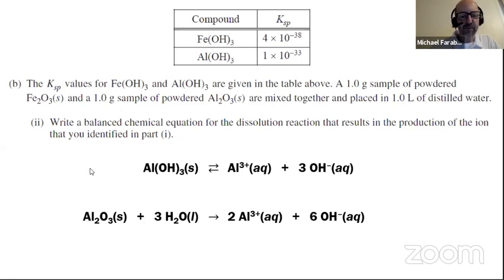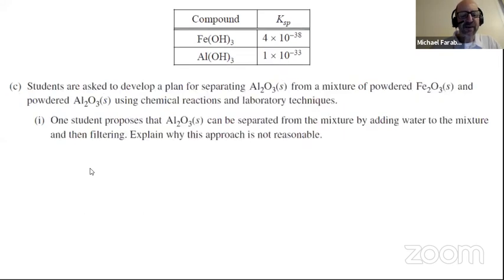All right, we're going to move on to part C of this question. Students are asked to develop a plan. This is a great question for considering that we have laboratory procedures. And again, in terms of error analysis and experimental design, this is a good thing for us to focus on right now. A plan for separating the aluminum oxide from a mixture that contains both iron oxide and aluminum oxide.